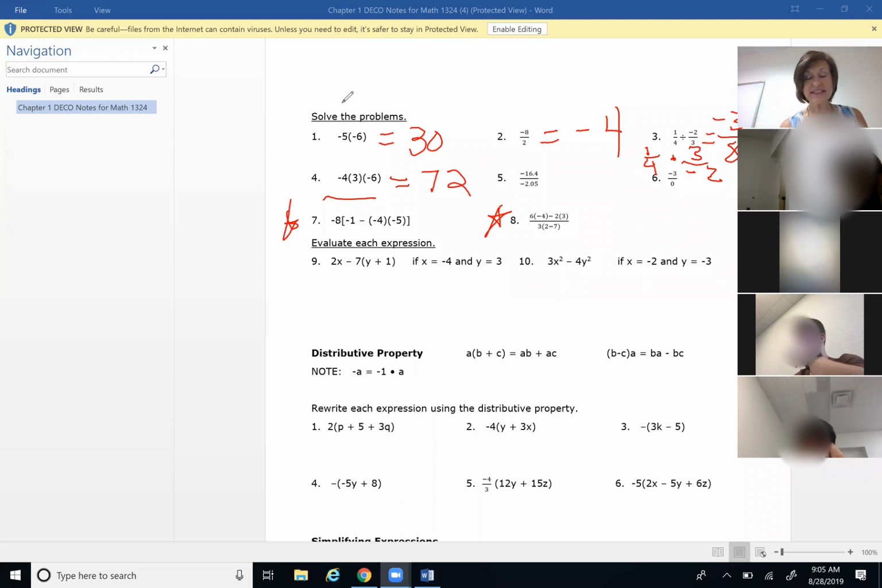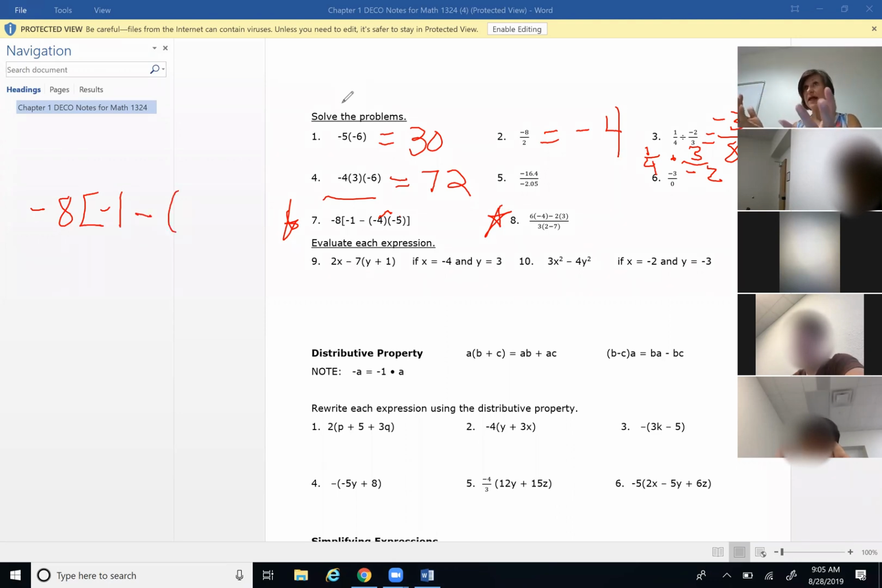When we looked at 7, what was the first thing you did? Very good. We had to multiply the -4 times the -5. So I'm going to come over here, and I have the -8 bracket, -1 minus, and then in the parentheses, I'm going to put what I got when I multiplied -4 times -5. And you guys tell me it's what number? 20. It's actually a positive 20, isn't it?